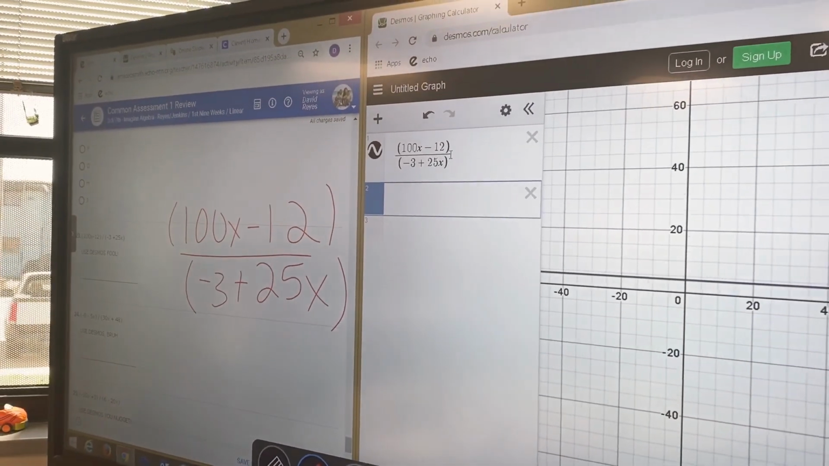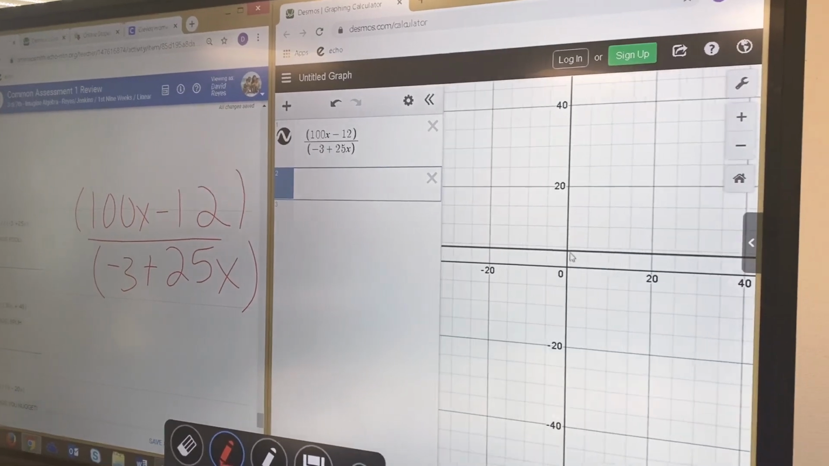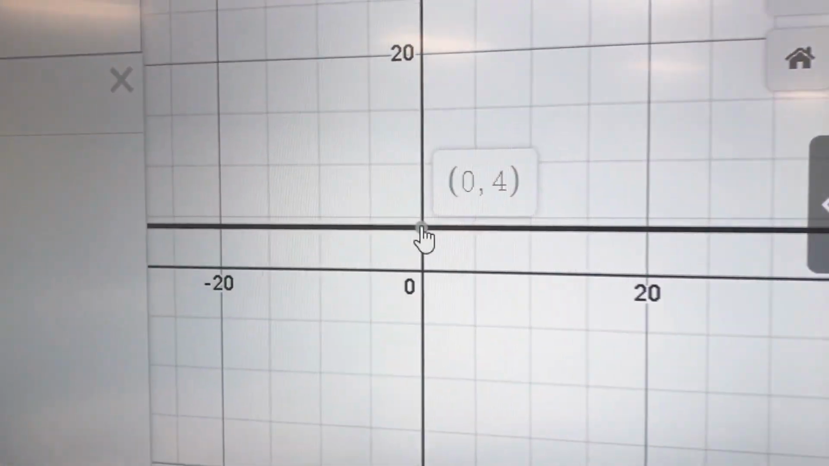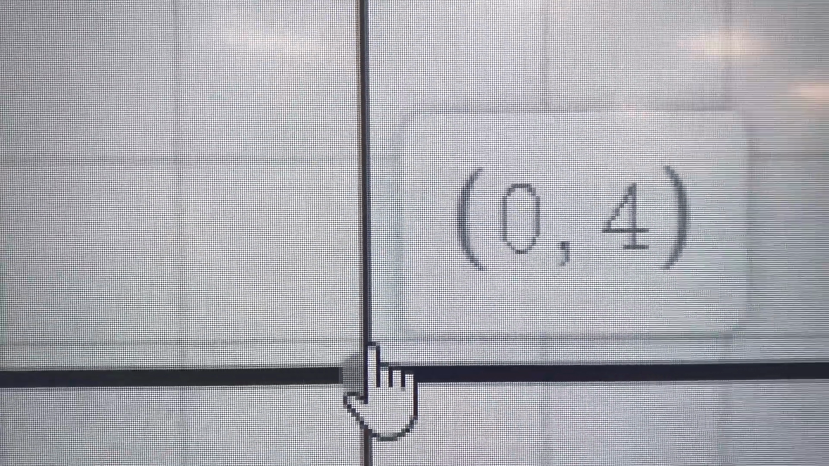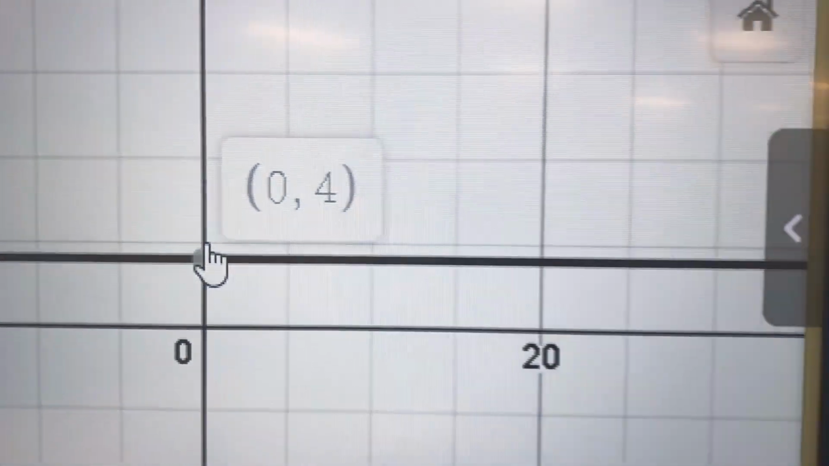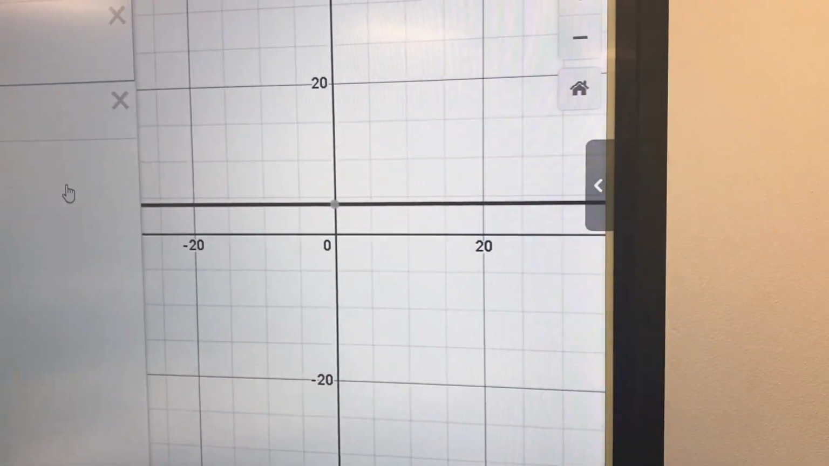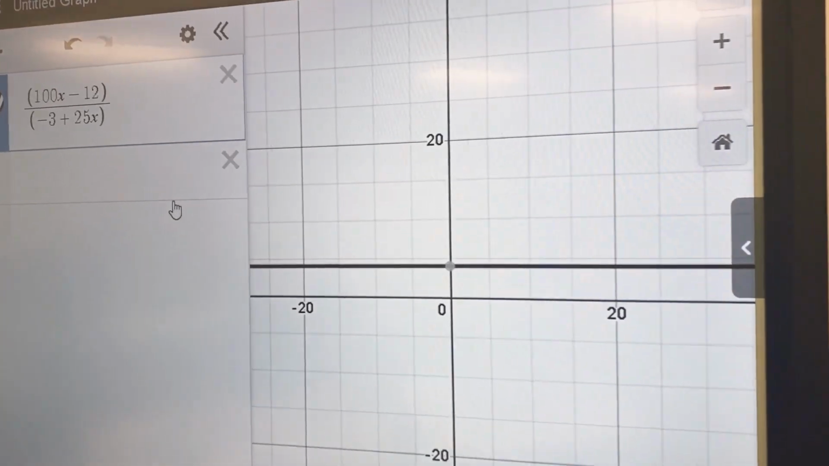We're not looking at the x-axis. Now we're looking at the y. Where's it cross y at? 4. So this answer is 4. Okay? Y'all see how we did that?